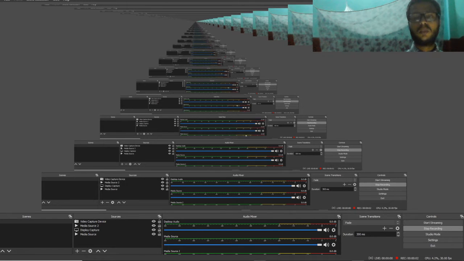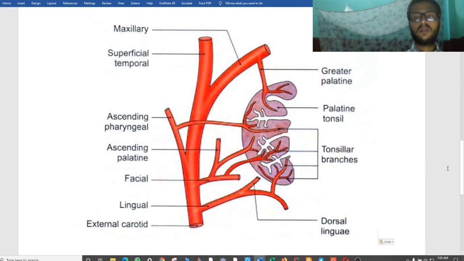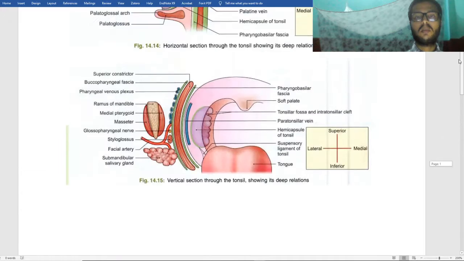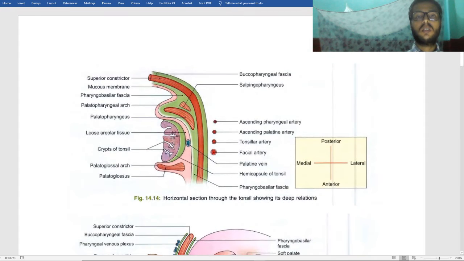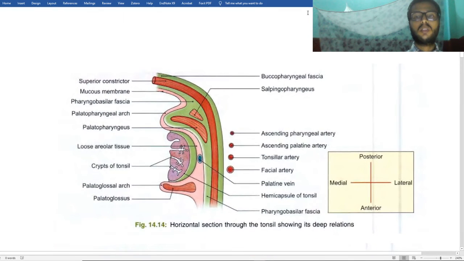So let's discuss the palatine tonsil. We will discuss the anatomy and arterial supply of the palatine tonsil. So let's first of all orient this picture.